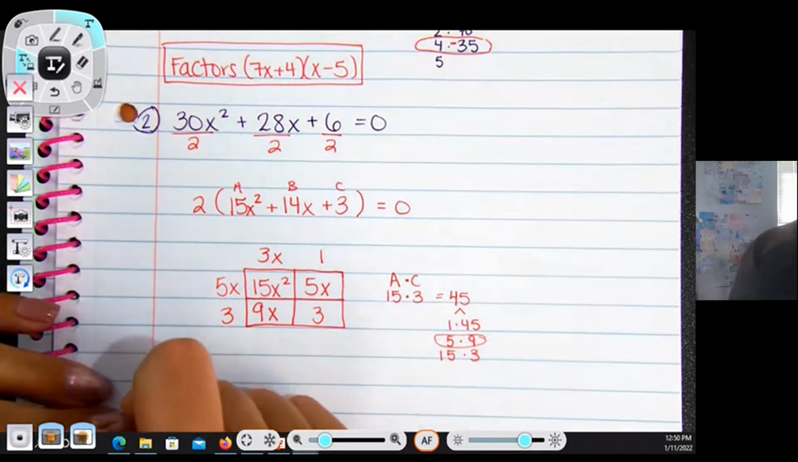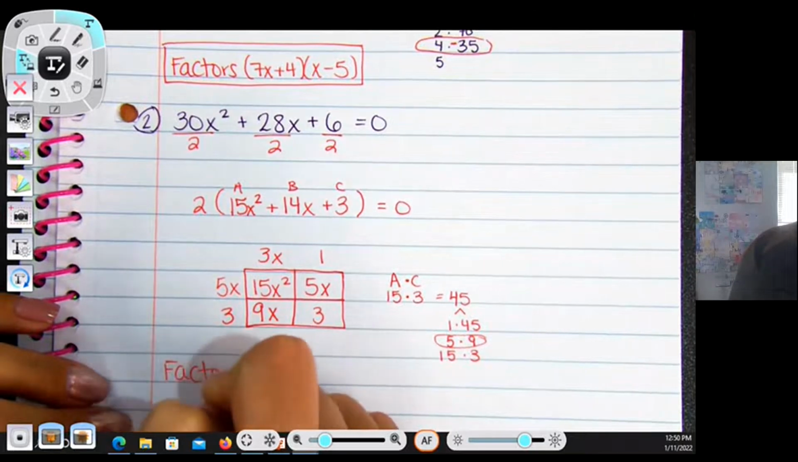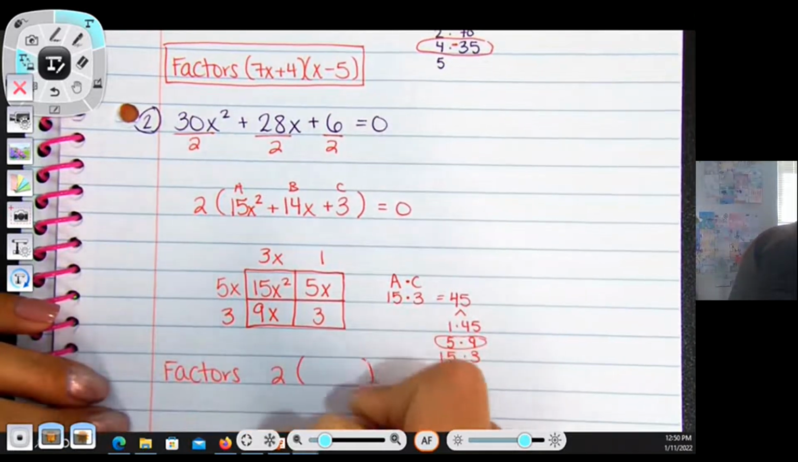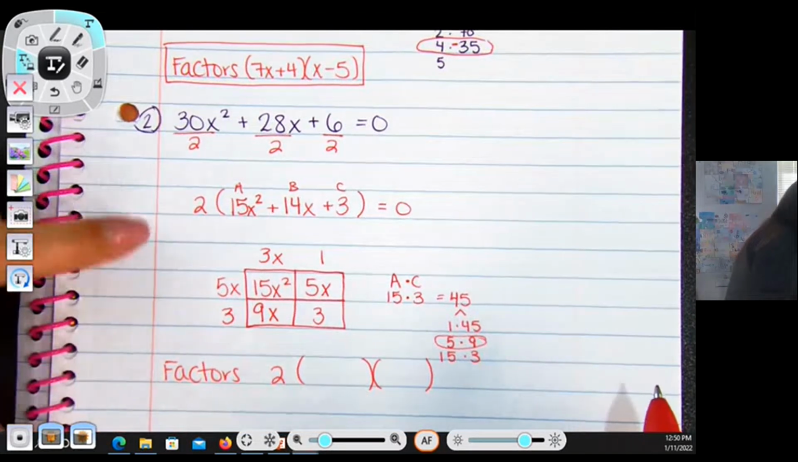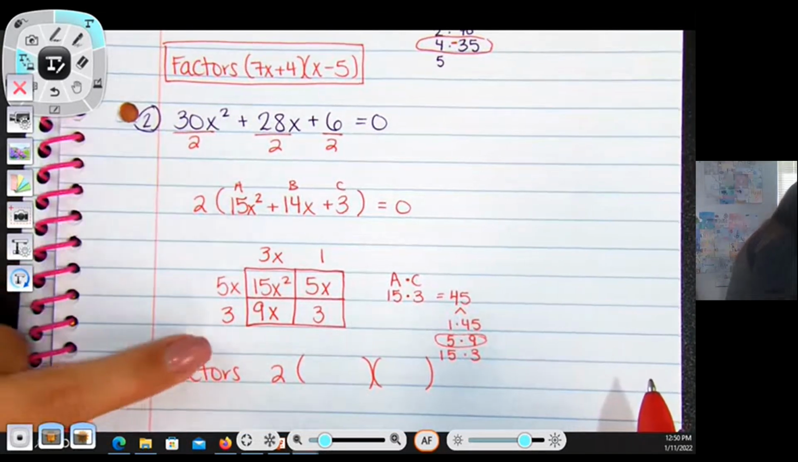So what are my factors? 2 goes out front. Good, you didn't forget that. I don't know where I got 7 from. So that 2 we divided out in the beginning needs to be one of our factors.